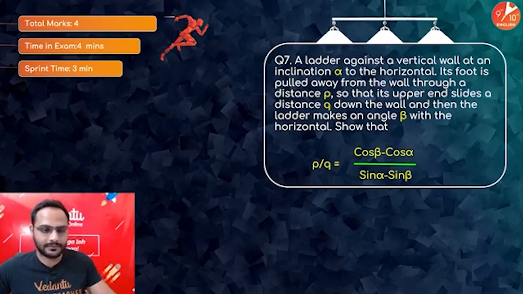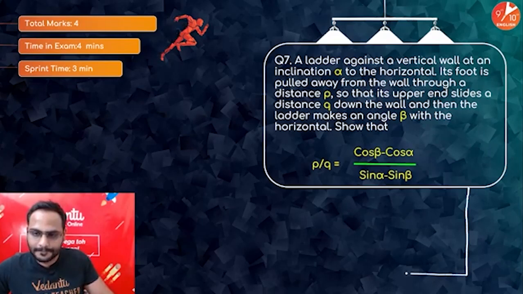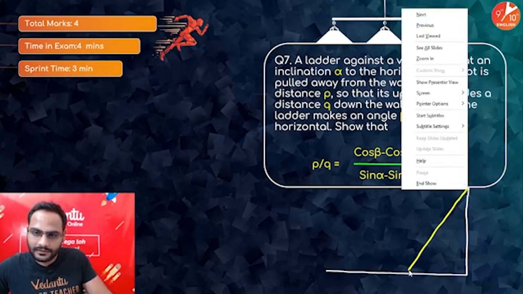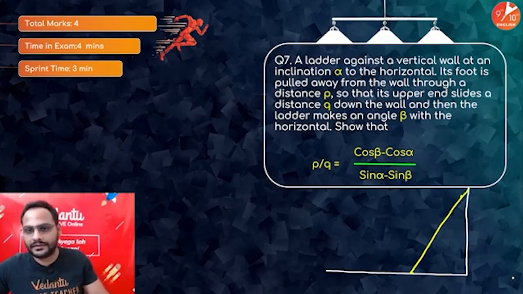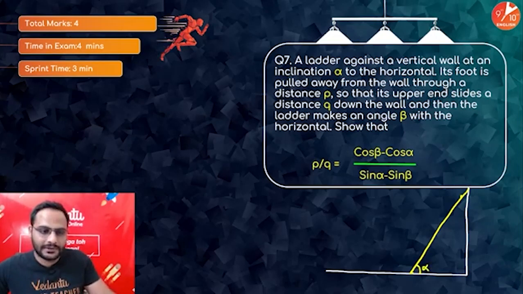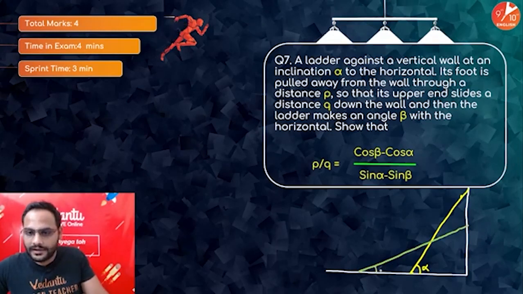See, this is a very good question. Suppose this is your wall. The first position of the ladder is something like this, where the angle of elevation is alpha. Now what happened is that after some time the foot got skidded for some distance, and now the ladder is like this, where the angle of elevation is beta.